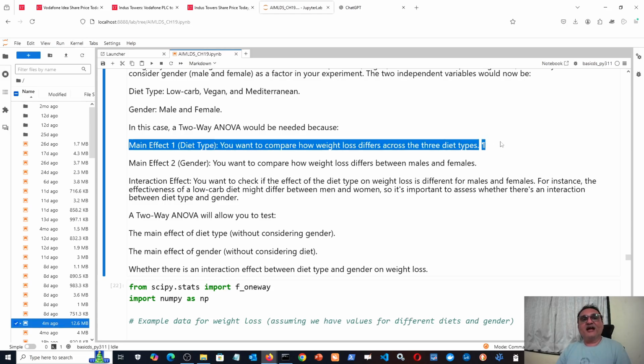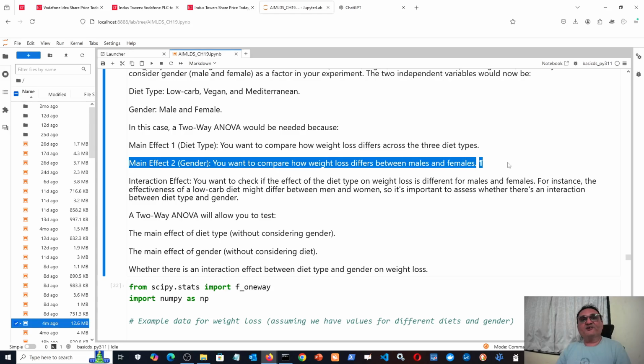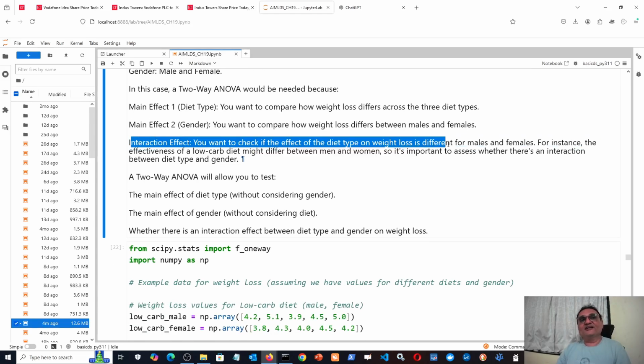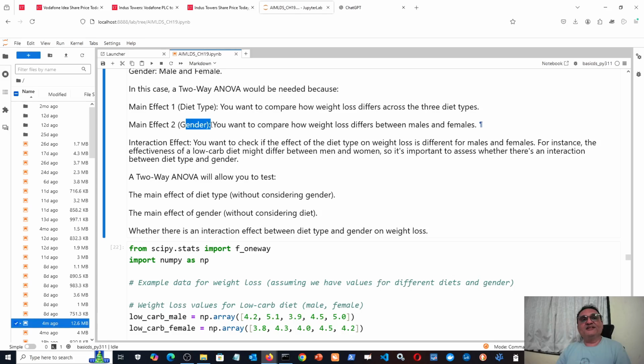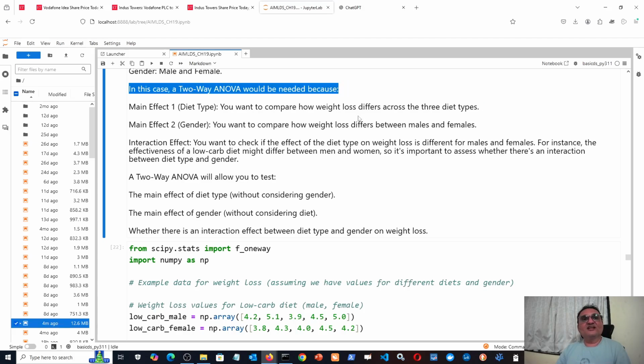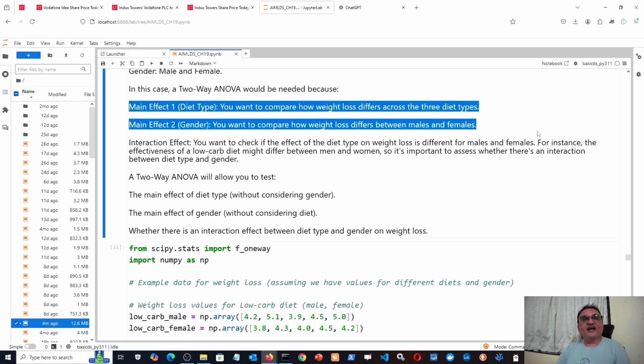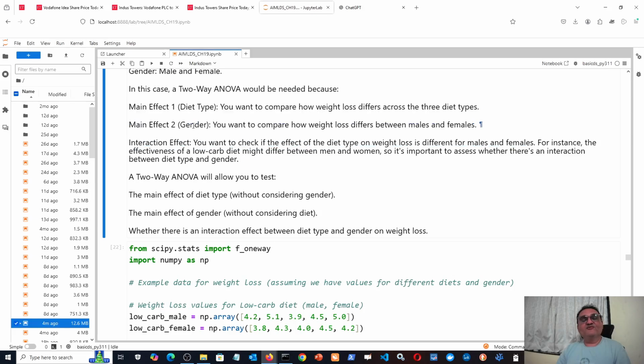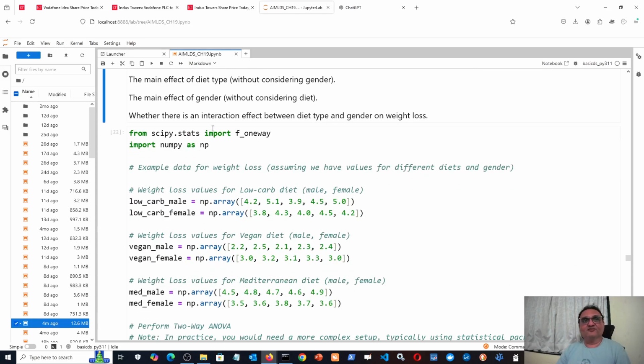One, effect of diet type on weight loss. Second, effect of gender on weight loss. And third, interaction effect between the diet type and gender. That means these two independent variables, how they two depend on each other, right? Then a two-way ANOVA will allow us to study all these three effects, diet type on weight loss, gender on weight loss, and effect of gender on diet type, or effect of diet type on gender. Both are one and the same thing, interaction effect, right?